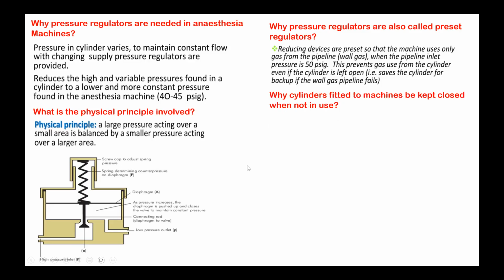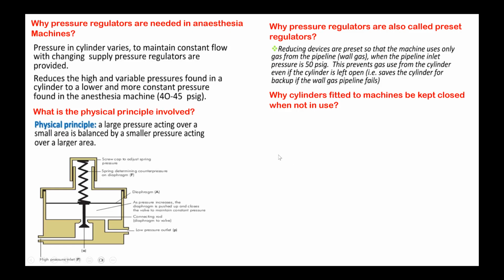For example, if you are using the pipeline and there is a spare cylinder attached to the machine, should the spare cylinder be kept open or closed? Closed. If it is to be kept closed, why should it be kept closed? Yes, the cylinder should be closed, because cylinder pressures are kept high. So we unknowingly will be using from the cylinders rather than from pipelines.